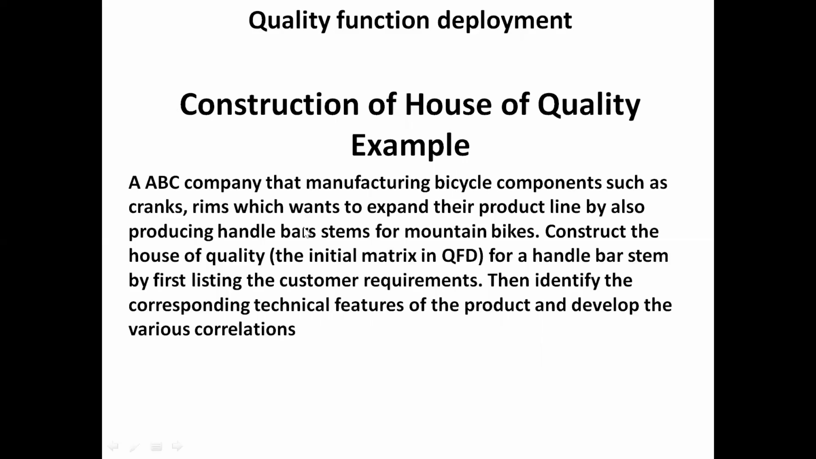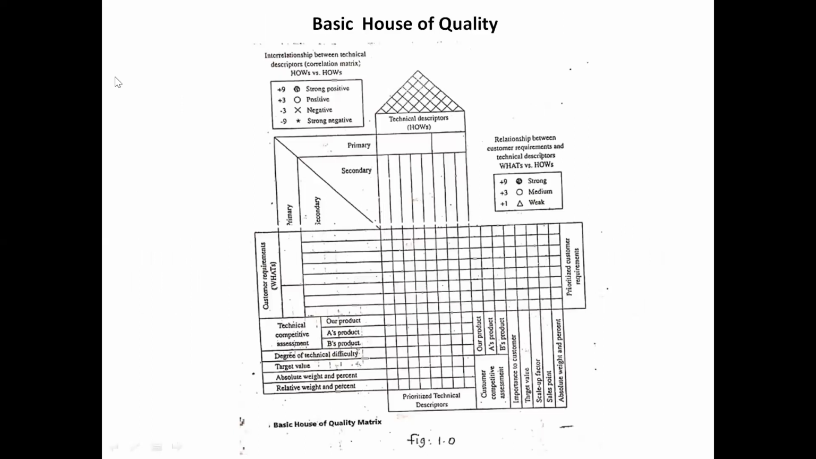So ABC company manufactures bicycles, cranks, and rims, and wants to expand the product range also. The handlebar, for a mountain bike, a bike running in the mountain. So they want to make the handlebar in between the XY, that is the triangle type frame in the cycle, the handlebar system. So we are going to select what material and what process we can use. So this is the basic house of quality.